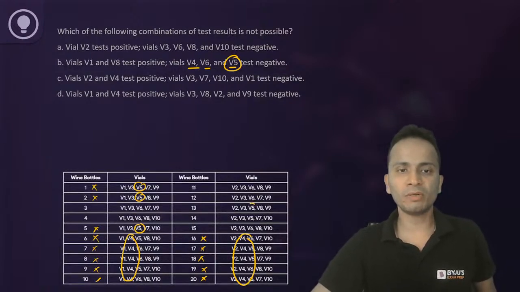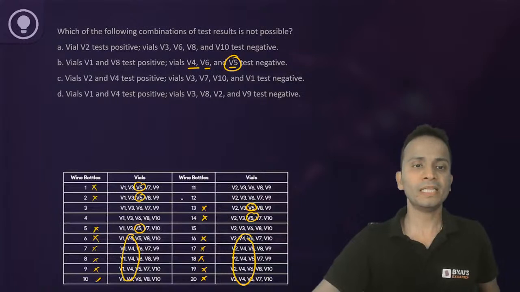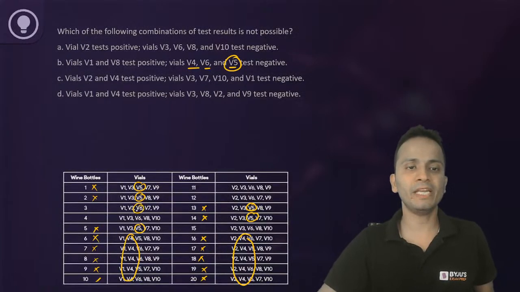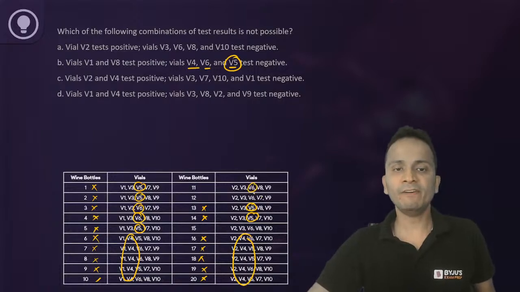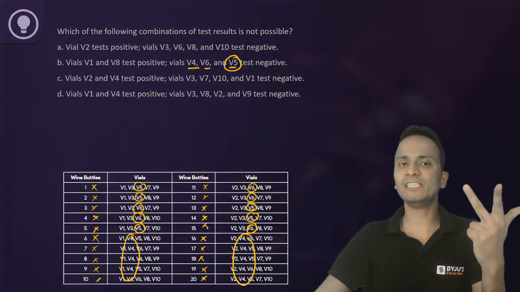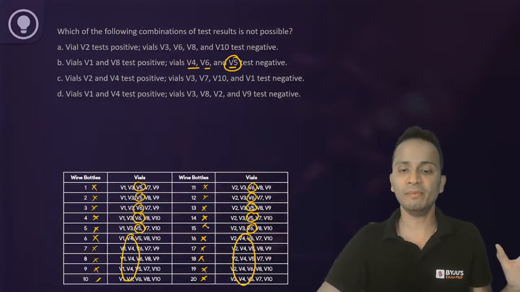And bottle number 13, 14. So these two are also eliminated on the basis of V5. Then on the basis of V6, I can eliminate these two. 3 and 4 are eliminated. 11, 12 and 15 are also eliminated. So on the basis of V4, V5 and V6, all the bottles are eliminated.